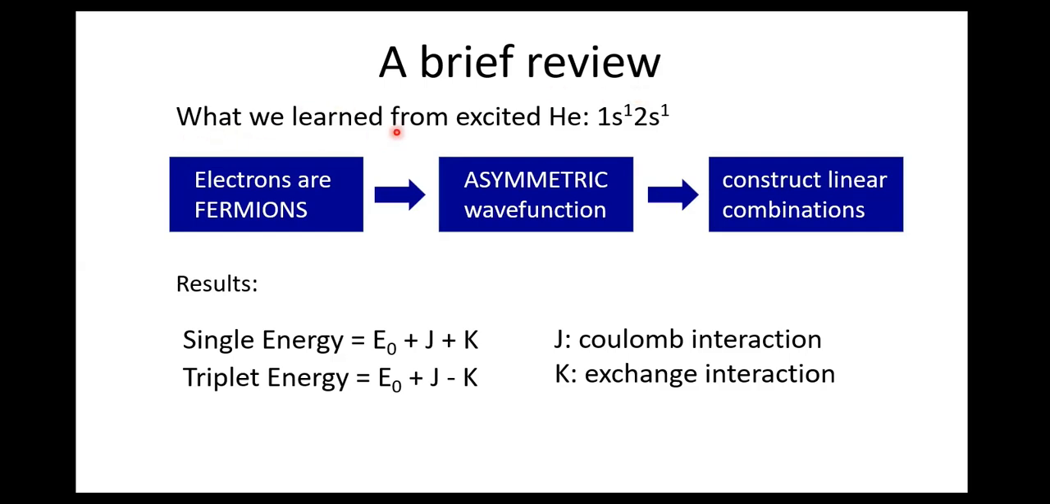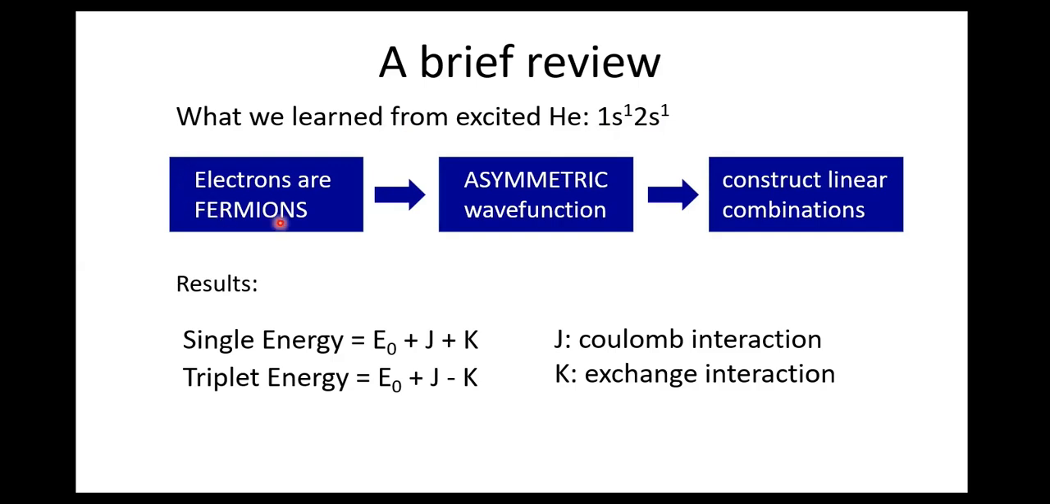A very useful and simple case is excited helium, because this is probably the simplest many-electron system we can find. So it has the 1s with another 1s excited to the 2s orbital. Right? So this is basically just a 2-electron system, very simple. But we can learn a lot of things from it.